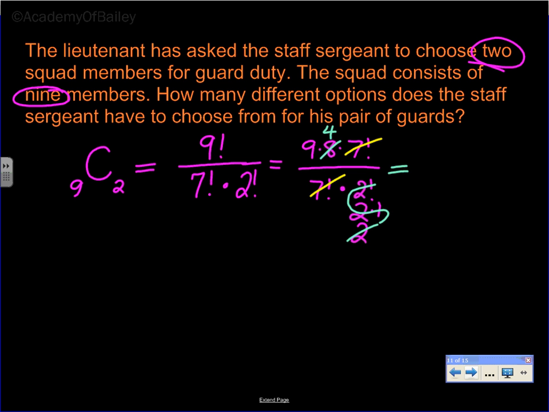And so now we have smaller numbers to multiply. The only numbers left that aren't crossed out are a 9 and a 4 now. What's 9 times 4? 36. There are 36 different ways that 2 squad members can be chosen out of a 9-member squad to do guard duty.